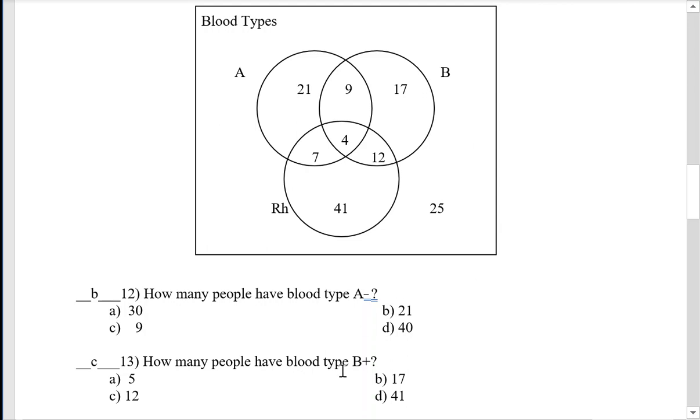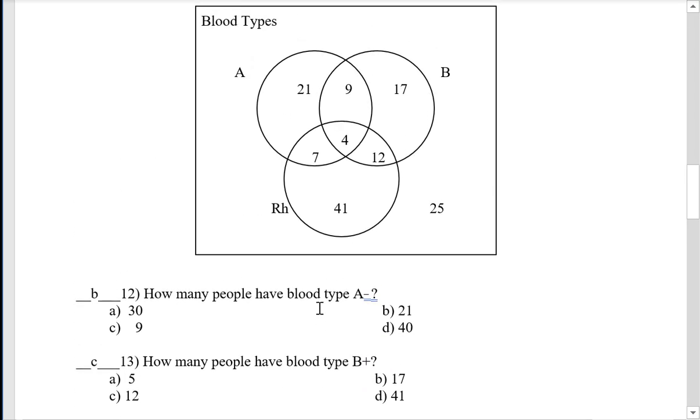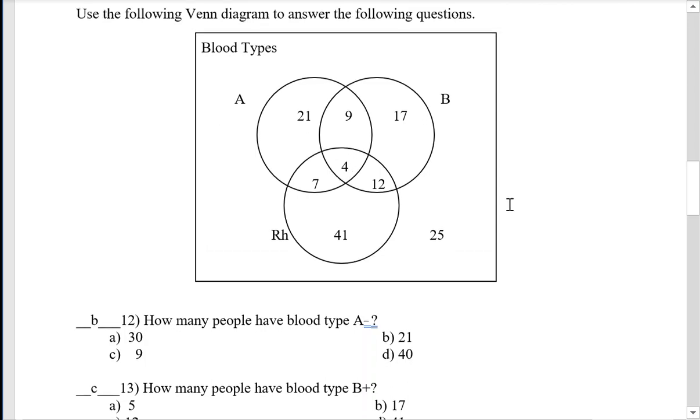How many people have B positive? All of these people have B. The ones that have B positive have B and the Rh factor, so that's right in here. These overlap, so 12 would be the next one. How many people are AB positive? That means they have A and B and Rh, which puts this area right in here, in all three circles. So 4 for this one.